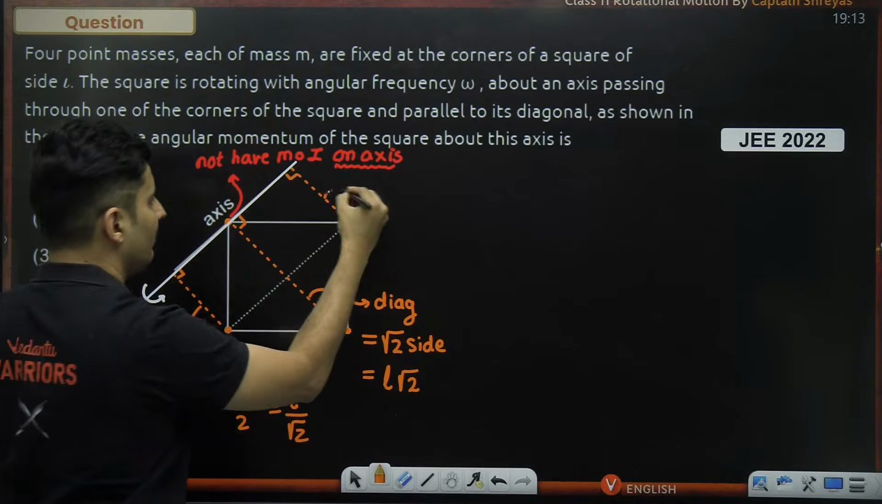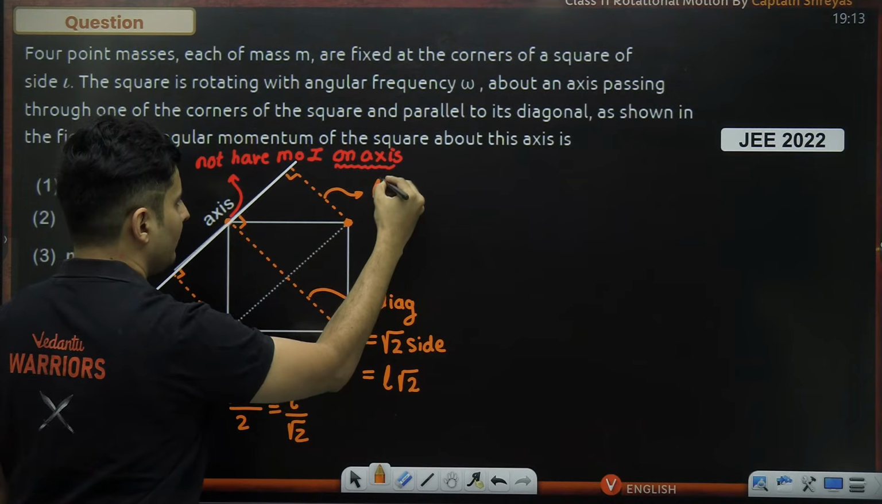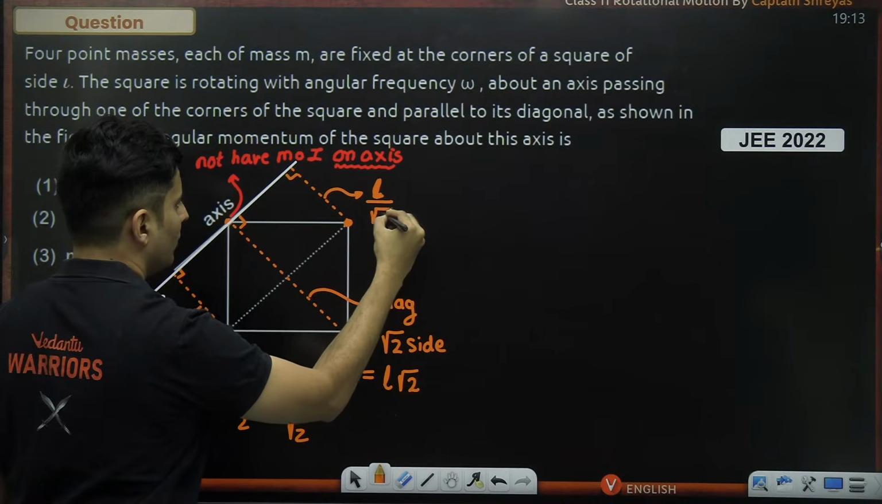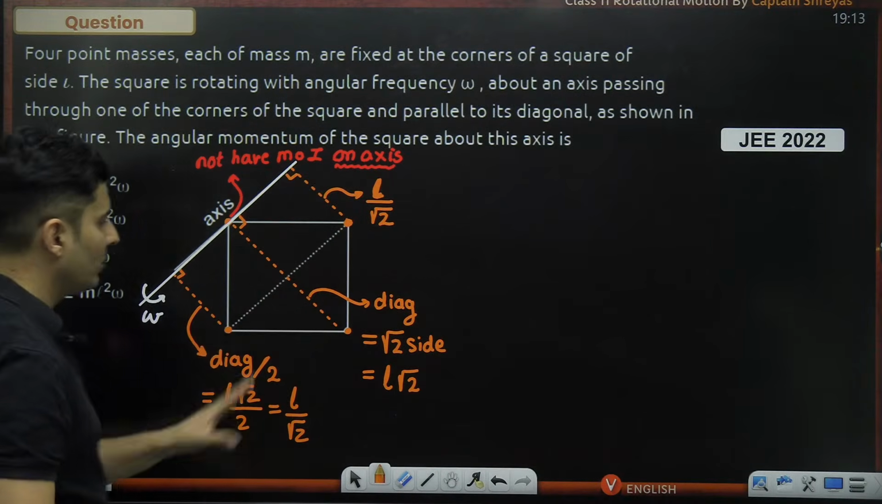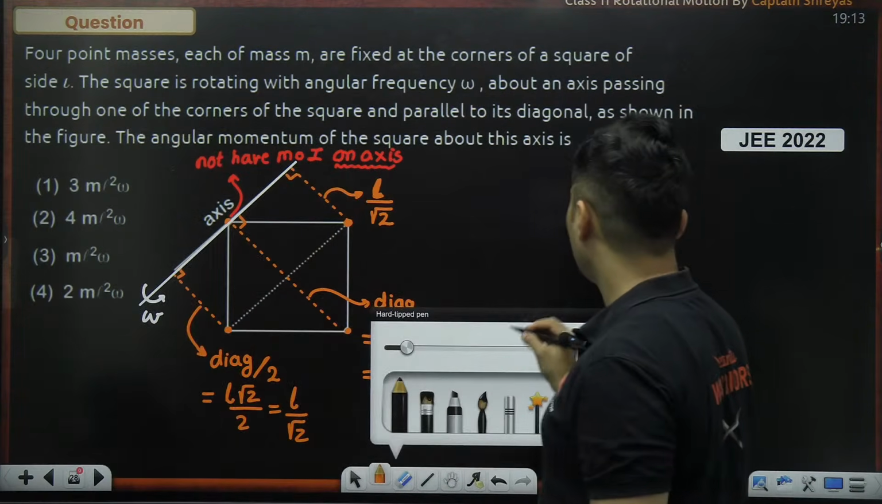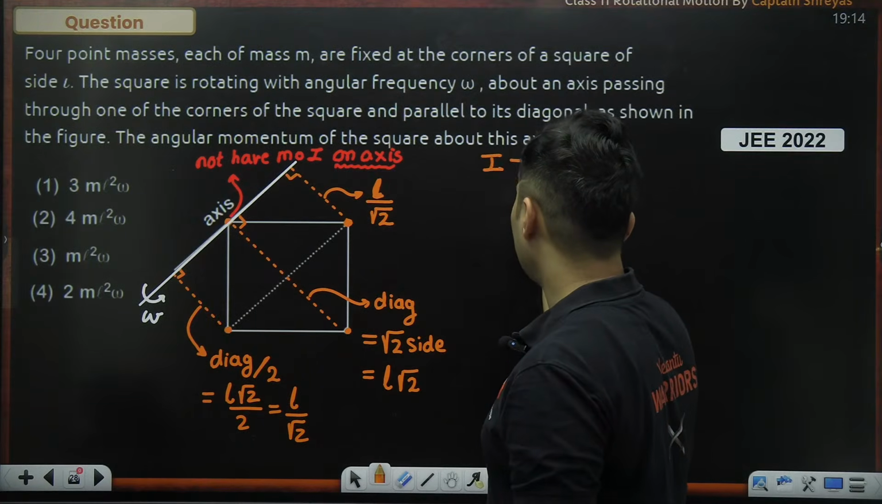This and this will be the same. So this will also be L divided by root 2. So this is L by root 2, this is L by root 2, this is L root 2. So we can figure out the moment of inertia.